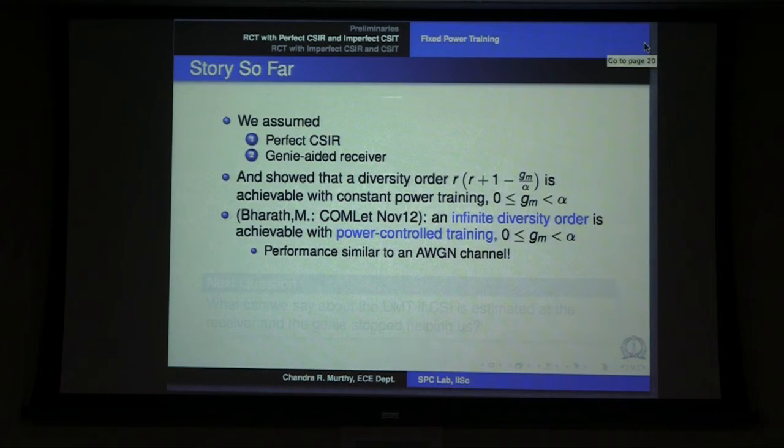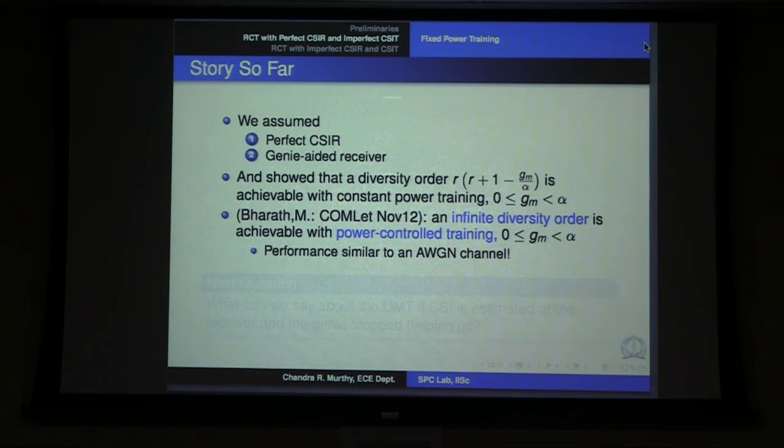So far, we assumed that node B, that is the receiver, has perfect channel state information. We assume that there is a genie-aided receiver, that is, the power control used by the transmitter is known to the receiver. And we showed that a diversity order of R times, when S equal to R, R plus 1 minus GM over alpha is achievable if you use constant power training for GM between 0 and alpha.